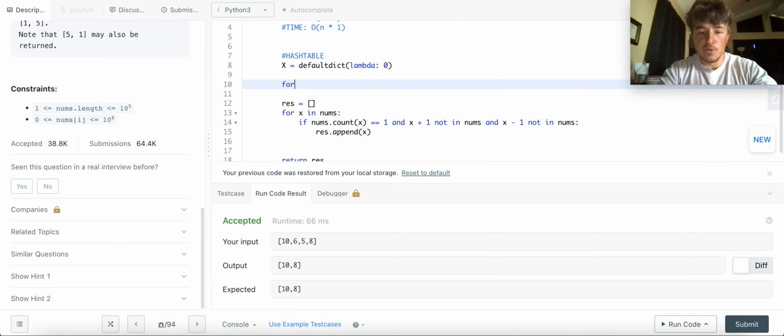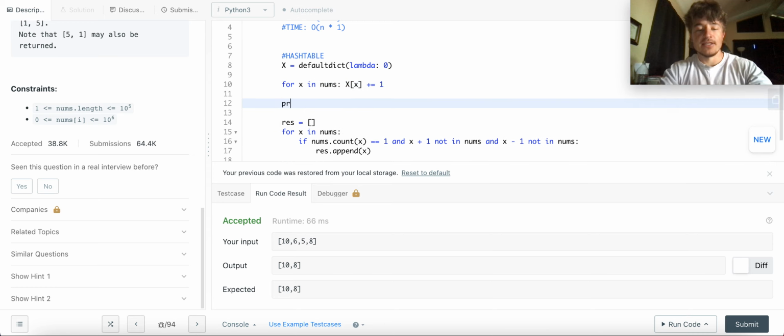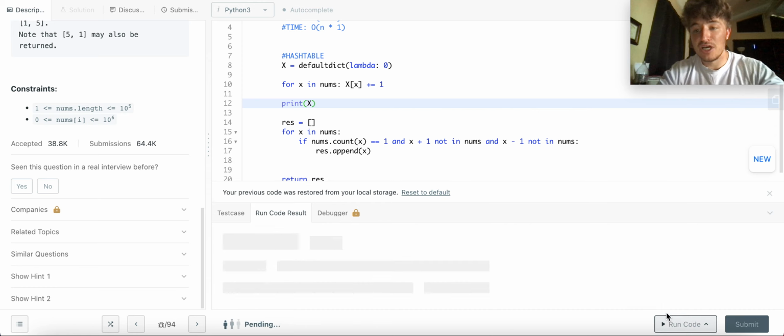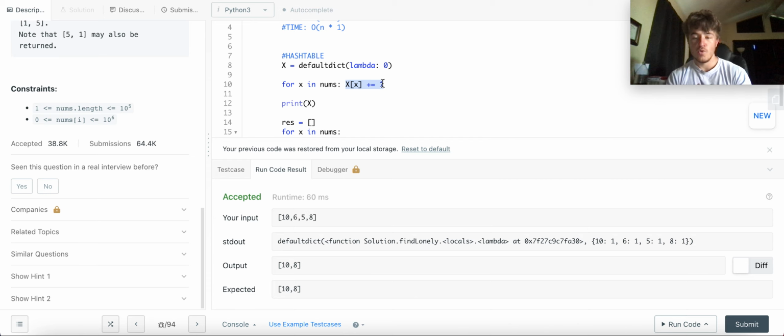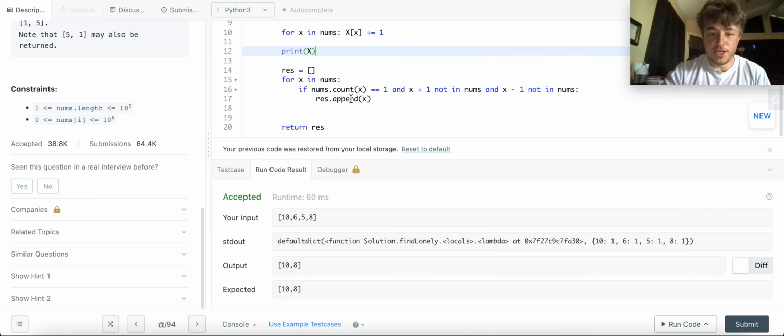And instead, we look at all the numbers in nums, and for each number x, we're going to add 1 to its frequency. If this line doesn't make sense, I'll just print X out here, and you'll see what I'm talking about. What this basically does is it creates a system where if you ask for a value, it'll tell you whether or not that value exists, and how many times it exists, and it will happen in constant time. This operation, X of x, is constant.